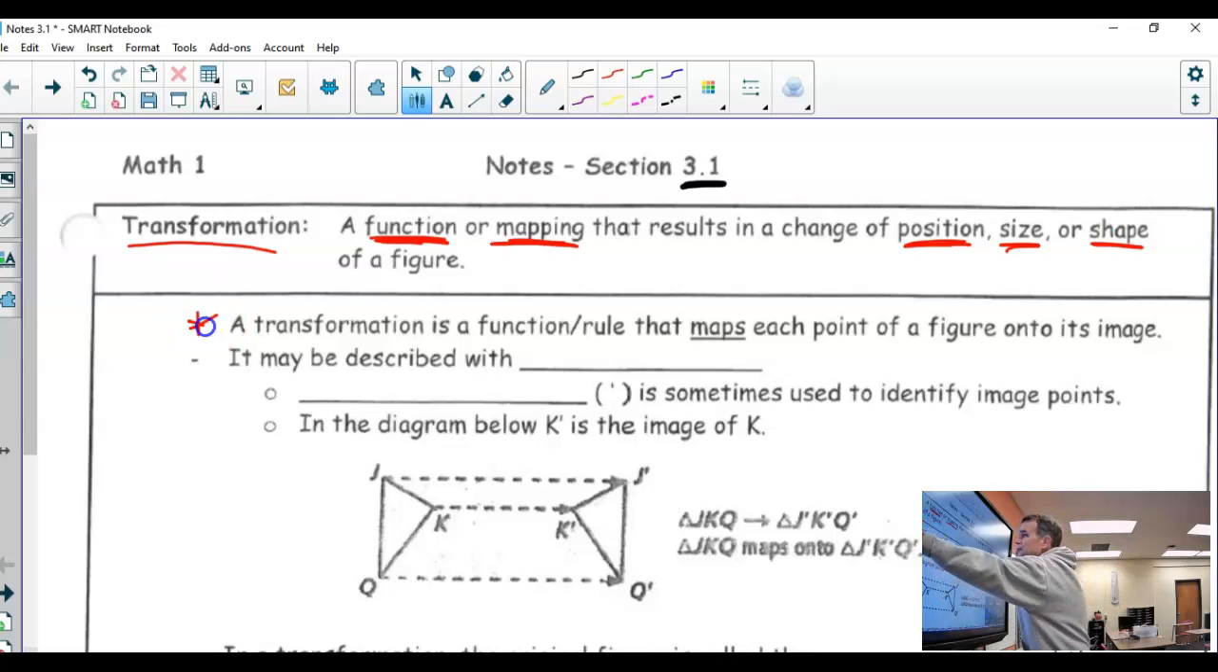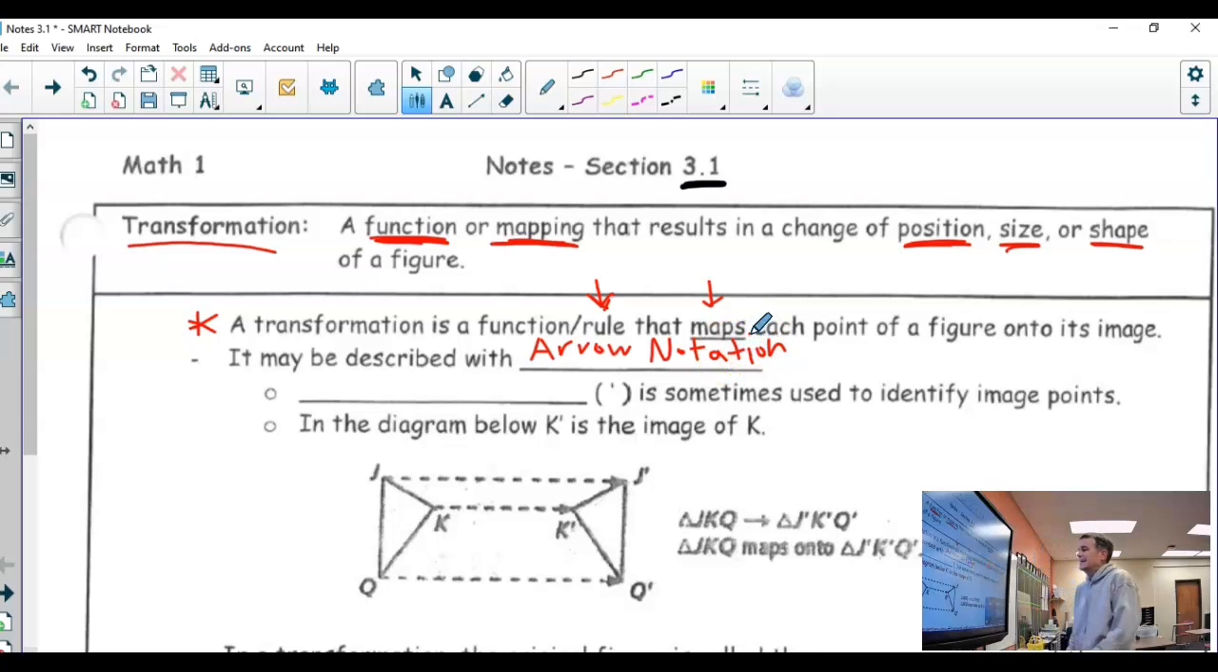So here we go. A transformation is a function or rule. Today we're really going to work with the fact that it's a rule that maps. That is a verb. It maps each point of a figure onto its image. It may be described with what is called arrow notation. And I'll show you what arrow notation is in a minute.